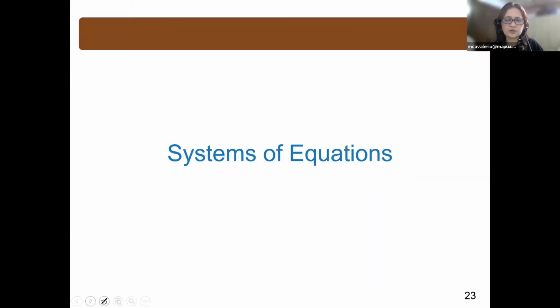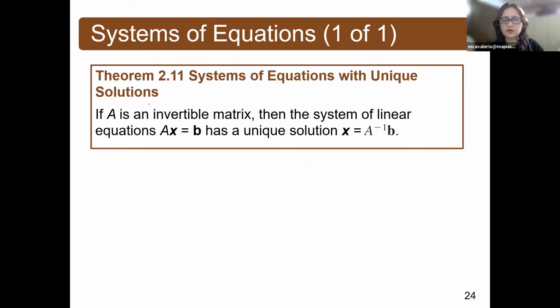Now, what about systems of equations? How do we apply the matrix inversion in solving the system of equations? According to Theorem 2.11, the system of equations with unique solution tells us that if A is an invertible matrix, then the system of linear equations AX equals B has a unique solution X, which is equal to the inverse of A times B.